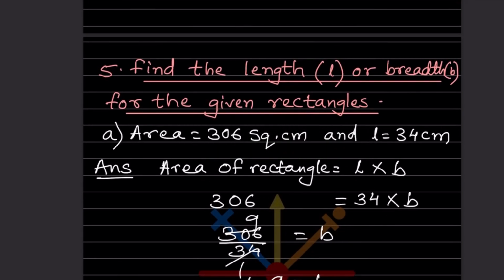So here, what does it say? Find the length or breadth for the given rectangle. The area is given and the length is given, so you have to find the breadth here. It can be length or breadth. Here the length is given, which means you have to find the breadth.